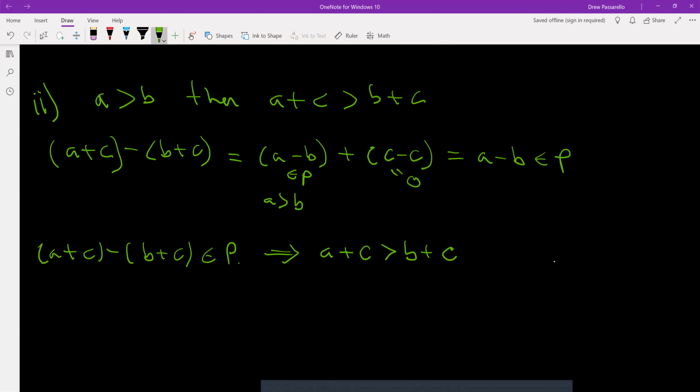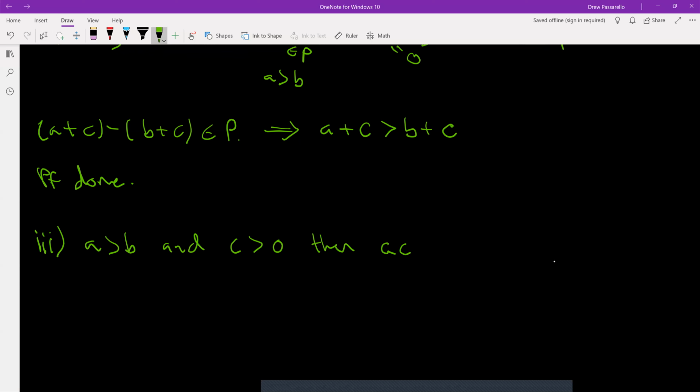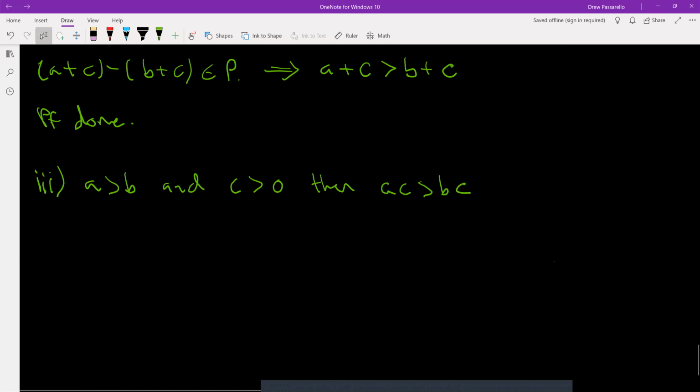All right, the third one, so this is it, proof's done. The third one states if A is greater than B and C is greater than 0, then A times C is greater than B times C. So I would say A times C is greater than B times C. All right, that's what we're going to prove.